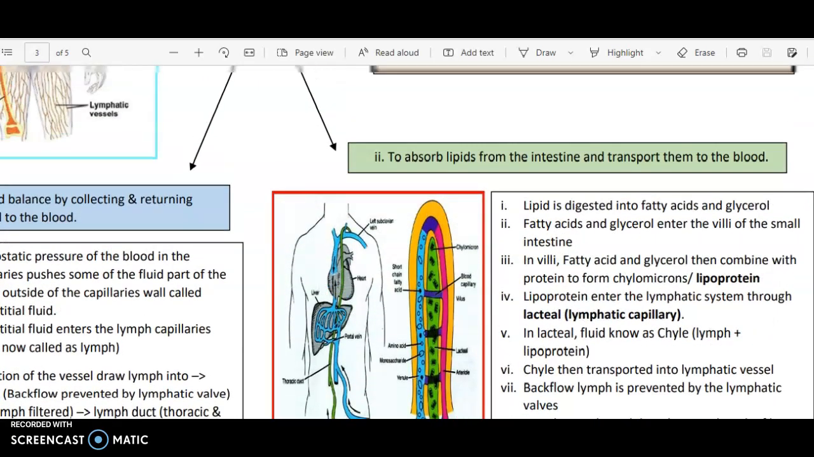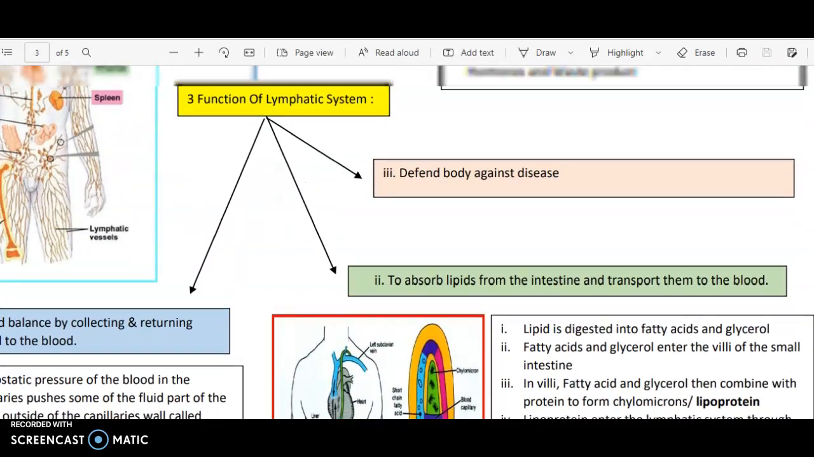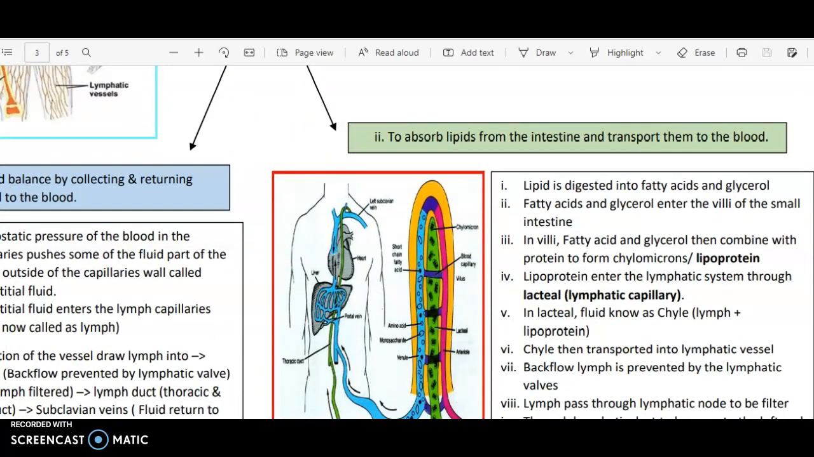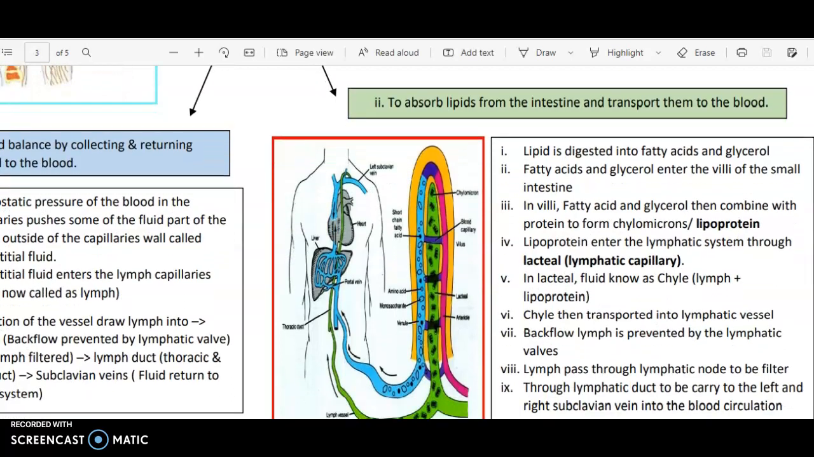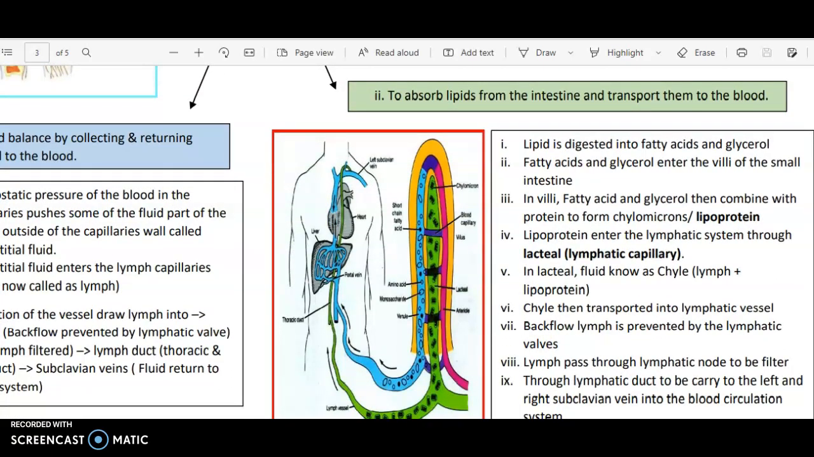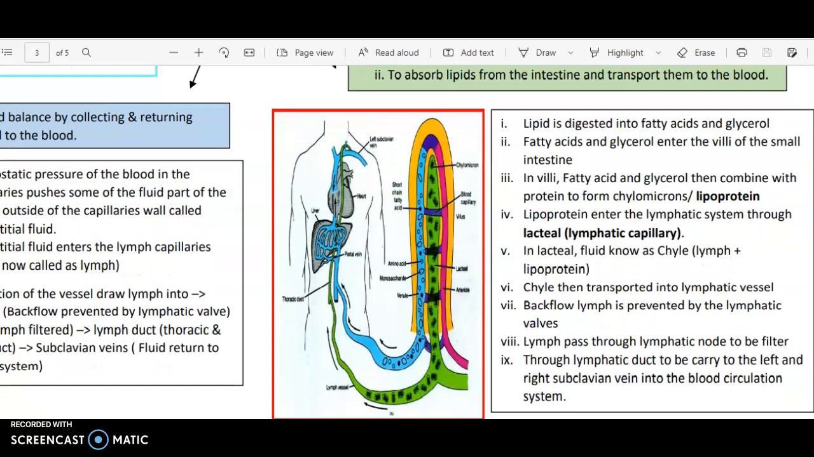And then here is the second function of the lymphatic system, which is to absorb lipid from the intestine and transport them to the blood.